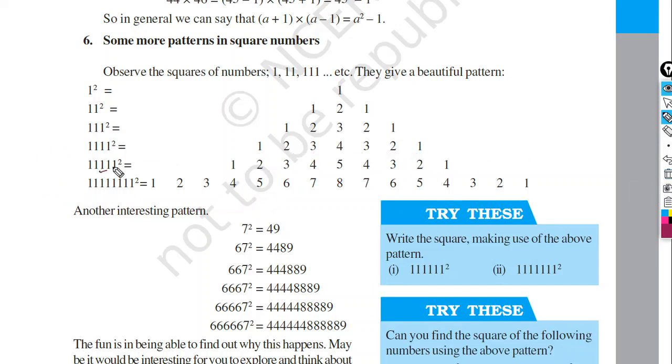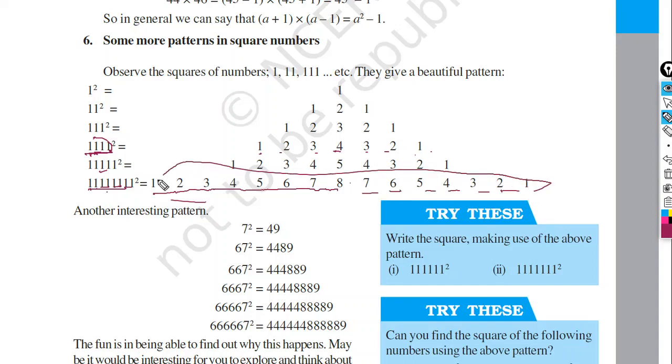You can remember the square of this. Suppose you want to find the square of 1111. There are 4 ones, so you move up to 1, 2, 3, 4, then 3, 2, 1. Here, how many ones are there? 2, 4, 6, 8. Okay, 8 ones are there. So we'll move up to 8: 1, 2, 3, 4, 5, 6, 7, 8. Then from 8: 7, 6, 5, 4, 3, 2, 1.